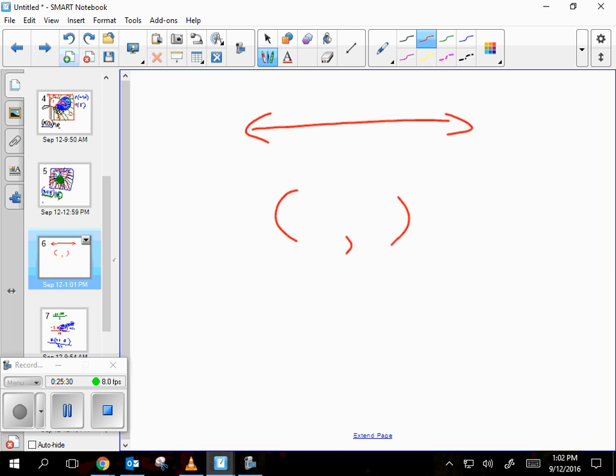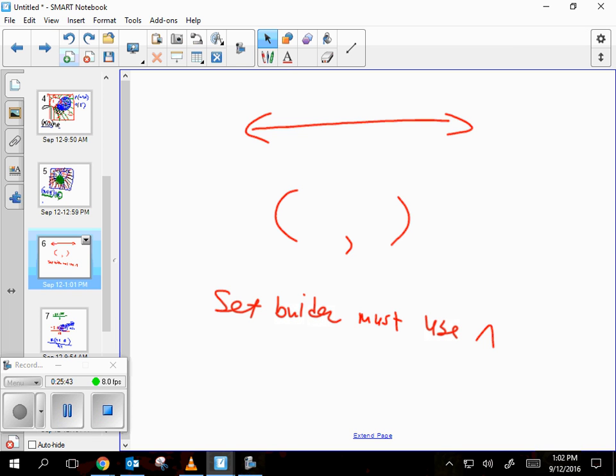Last but not least, I want you to write it in set builder. And you must use an intersect. See if you can handle that one. I'm going to pause for a second while you try that one.